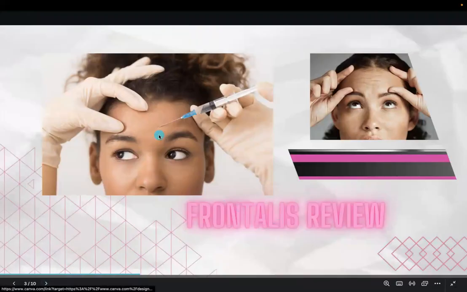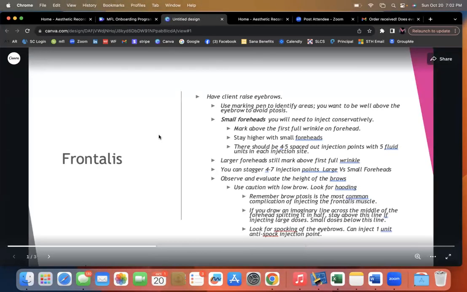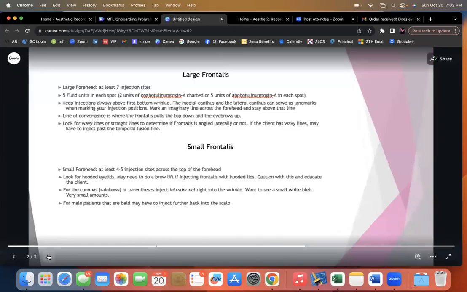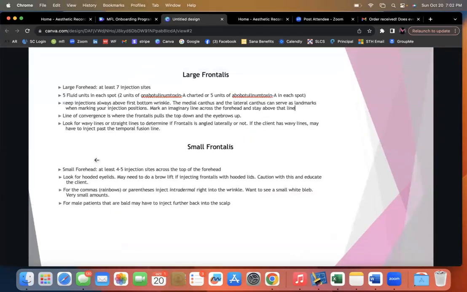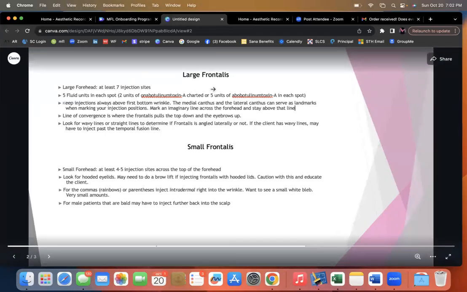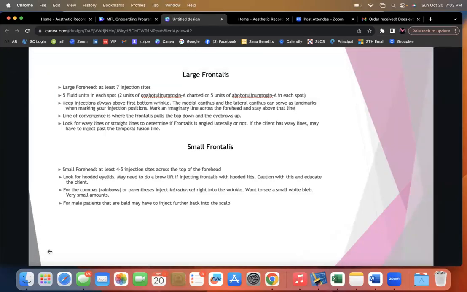All right, so this week, let's talk about the frontalis reviews. When you are looking at the frontalis, the big thing that you want to know is that you want to identify that there are large and small foreheads. For a large forehead, you do want to have at least 7 injection points. And for a small forehead, it's going to be at least 4 to 5 injection points.